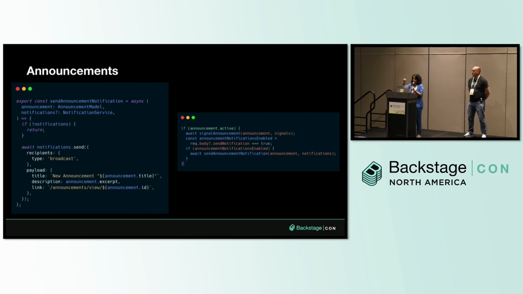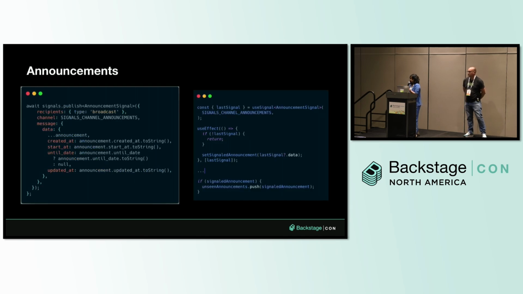Then the second bit is where an announcement notification gets sent. Within the announcements plugin, when you're creating the announcement, you will see a checkbox, and Andre will demo it later. When you're creating the announcement, you can decide that you want a notification sent out for it, and if that is checked, which is why there's this condition, if announcement notifications enabled, then the notification gets created in the backend.